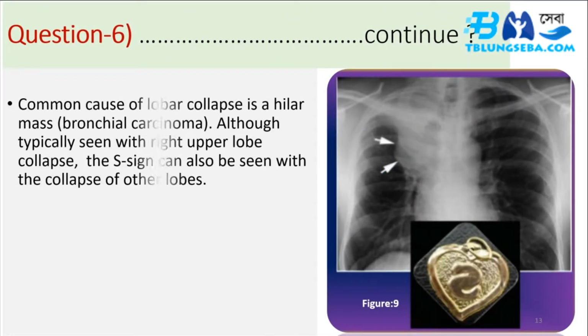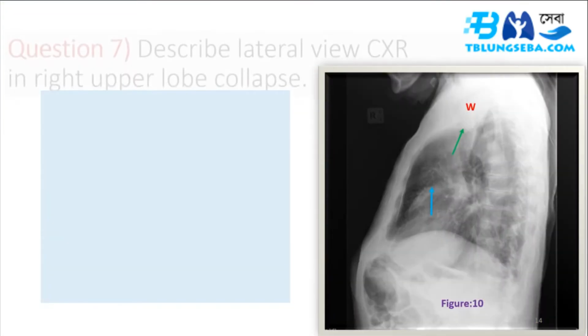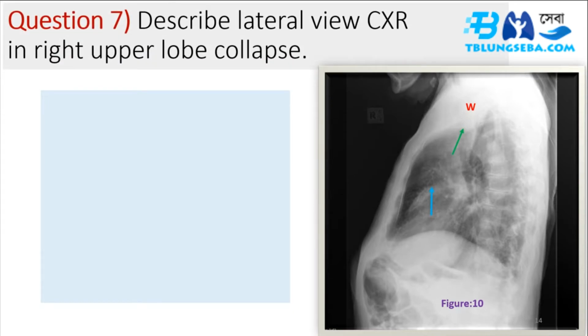Question 6, continue. A common cause of lobar collapse is a hilum mass, bronchial carcinoma. Although typically seen with right upper lobe collapse, the S sign can also be seen with the collapse of other lobes. It can also be caused by other central masses, such as metastasis, primary mediastinal tumor, or enlarged lymph nodes. The sign was first described by R. Golden.